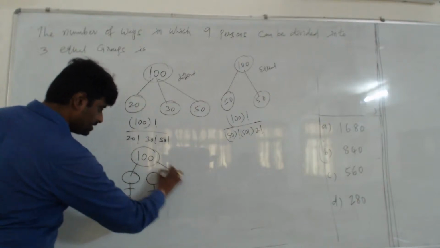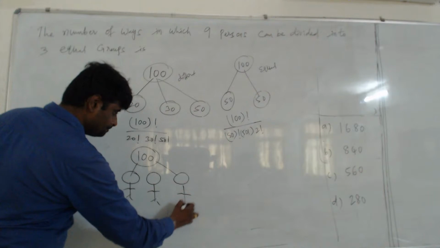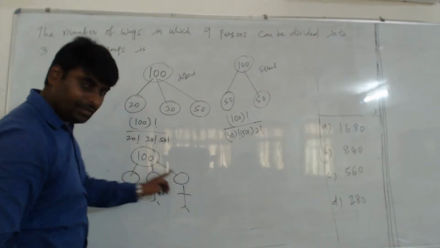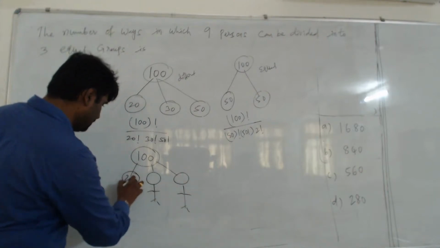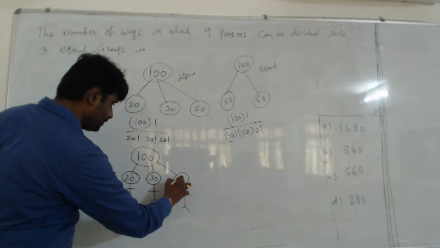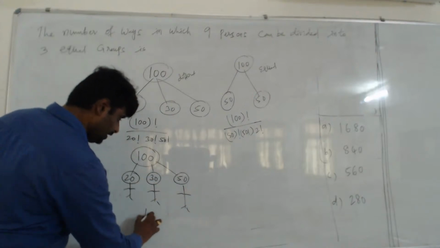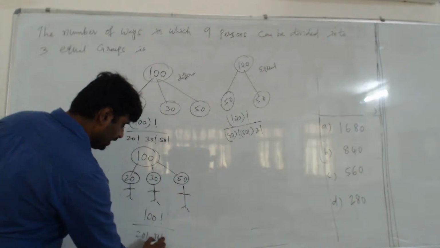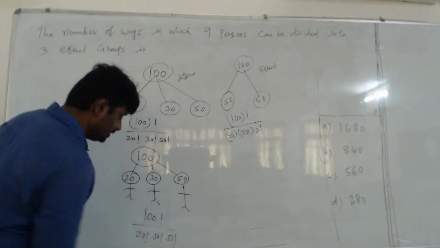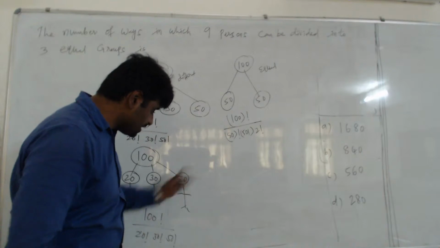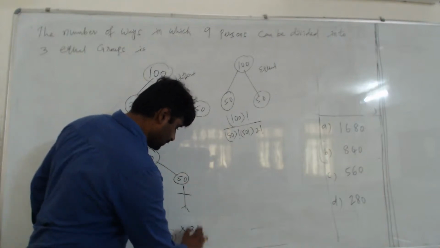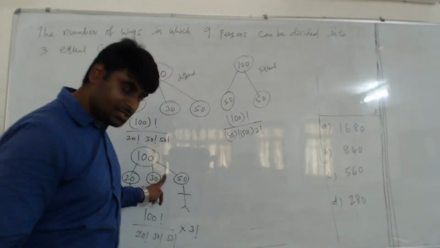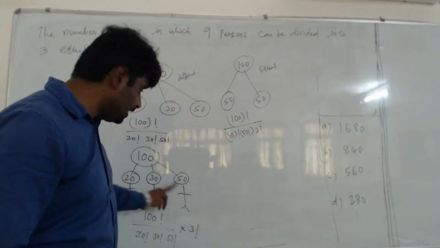How many ways can we distribute 100 things among three persons, in groups of 20, 30, 50? So 100 factorial divided by 20 factorial, 30 factorial, 50 factorial, and then into number of persons factorial we will write. How many ways can we distribute 100 things into three groups?